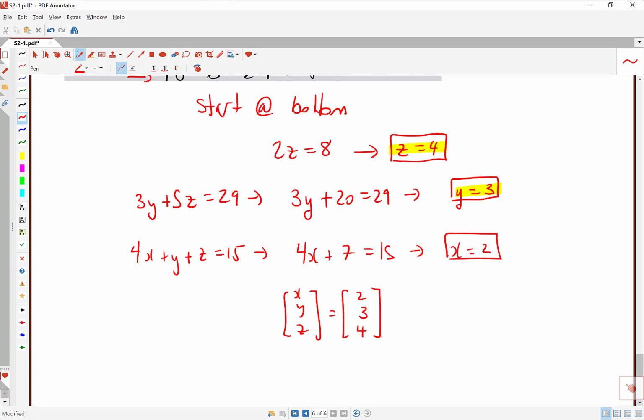So that process of starting at the bottom is called back substitution, and we'll just store that idea away and we will be using it in our next section. So that's our intro to solving systems of equations. Our next section is going to contain more detail and more examples about all of these processes.